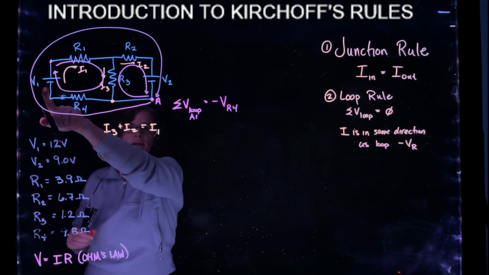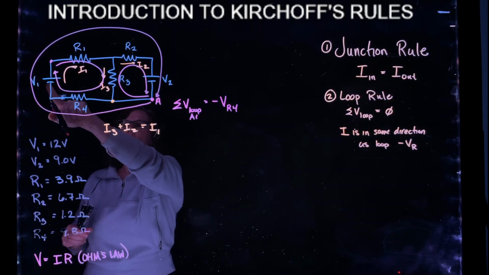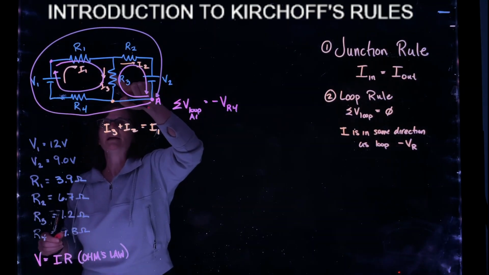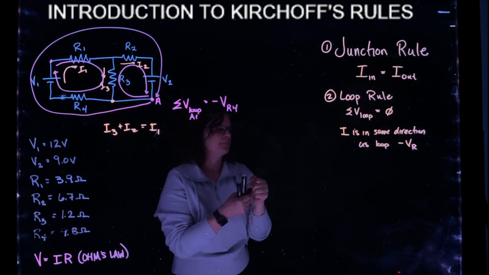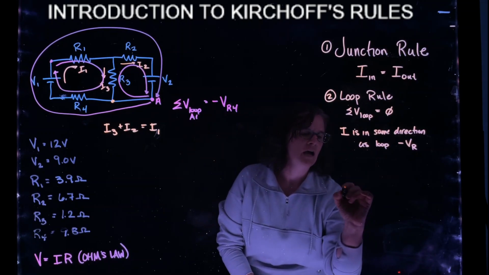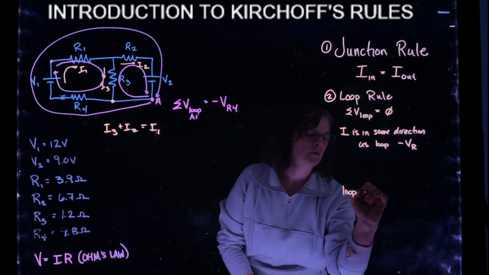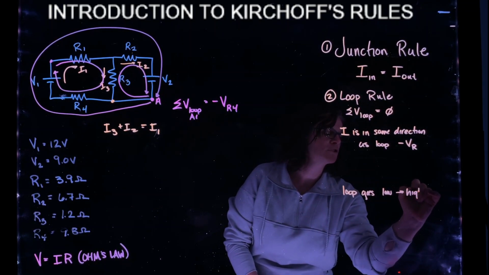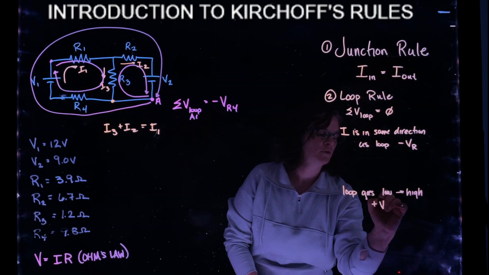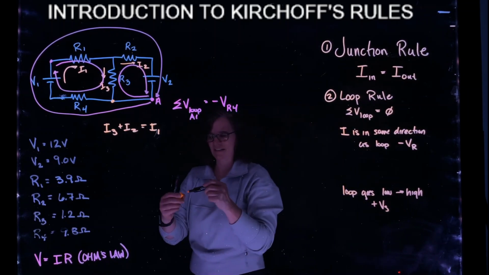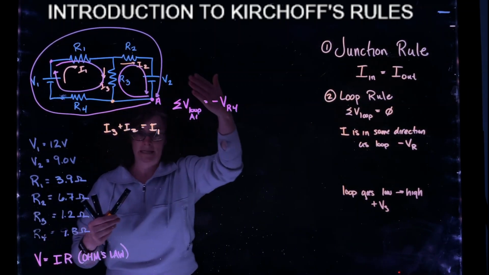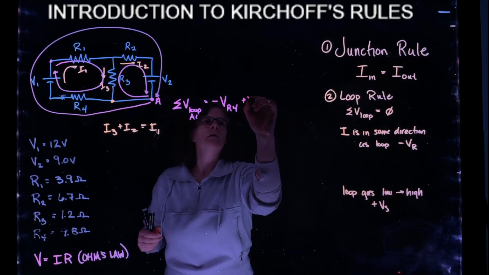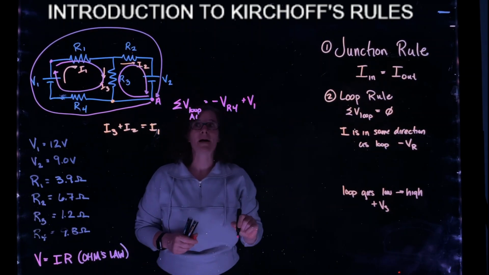Now I'm going to hit my voltage source. I'm going from low side of the voltage to the high side of the voltage in the direction of the loop. I'm going from low to high. If the loop goes from low to high across a voltage source, the voltage across that source is positive. I'm going from a lower voltage to a higher voltage. I'm adding voltage as I move along that loop. So that's voltage 1. It's a positive.